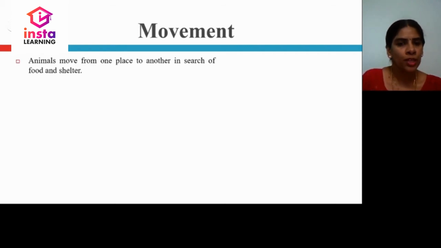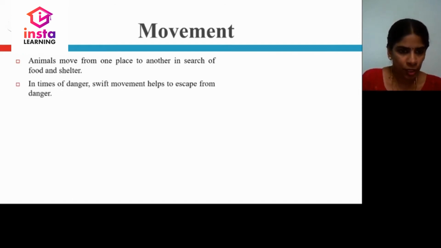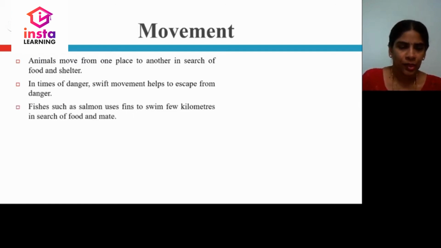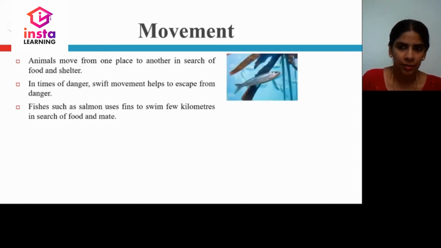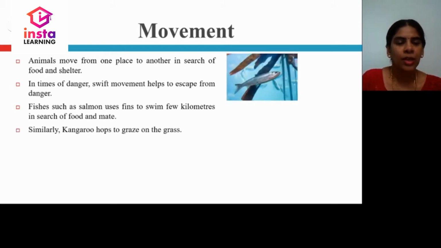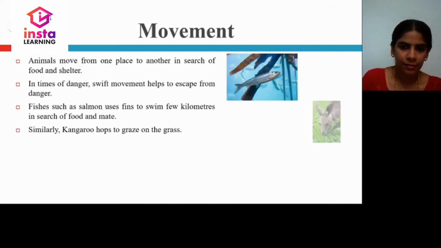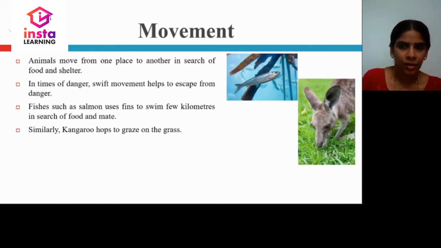Animals move from one place to another in search of food and shelter. During times of danger also, they move fast to escape from danger. Fishes such as salmon use fins to swim a few kilometers in search of food and mate. Similarly, a kangaroo hops to graze on the grass. Hopping is a movement. Salmon swims. Swimming is a movement.